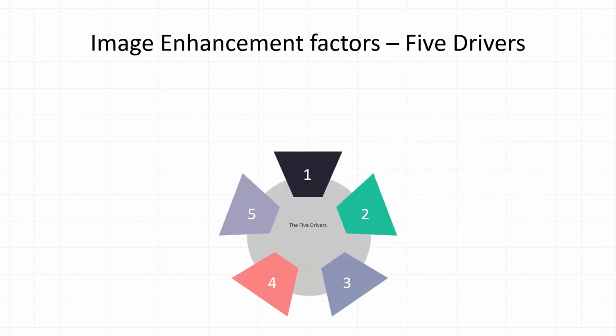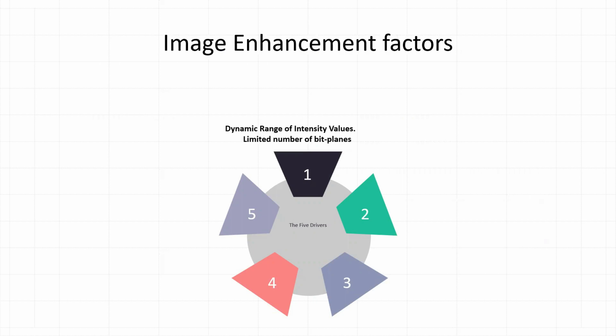Next, what are the 5 drivers of image enhancement? That means, what are the main image enhancement factors, which are called the 5 drivers. The very first one is the dynamic range of intensity values, with a limited number of bit planes. From our basic television knowledge, while looking at an image or video, we know how the brightness, contrast, and all those things change with respect to the intensity. And what are the required values for it? For example, if you take gray shade, we require 0 to 255, which means the more intensity values, the better the perception will be.